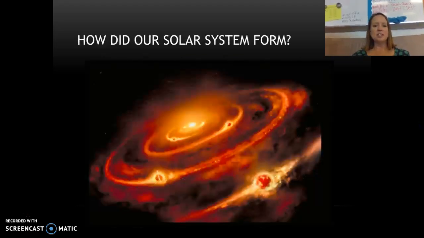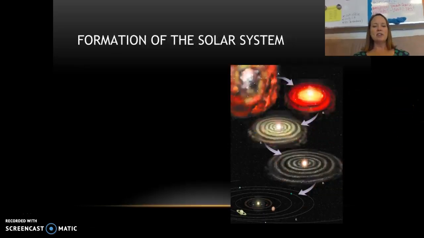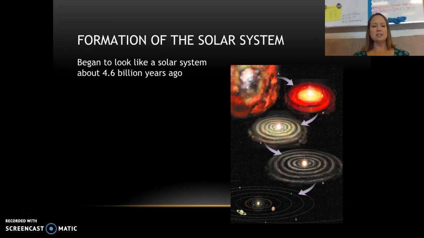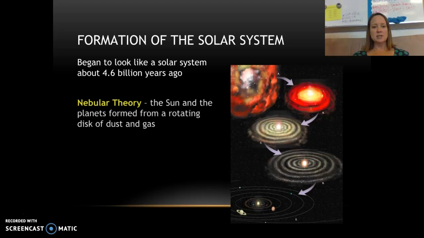So the first question is, how did our solar system form? Well, it began as a nebula, which is a cloud of dust and gas, and gives us what we call the Nebular Theory. So it didn't begin to look like a solar system until about 4.6 billion years ago. We know this because the oldest rocks on Earth are 4.6 billion years old.